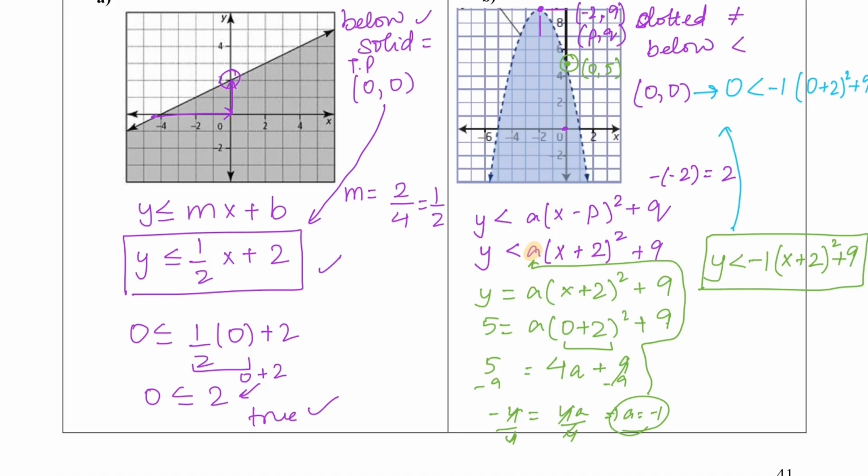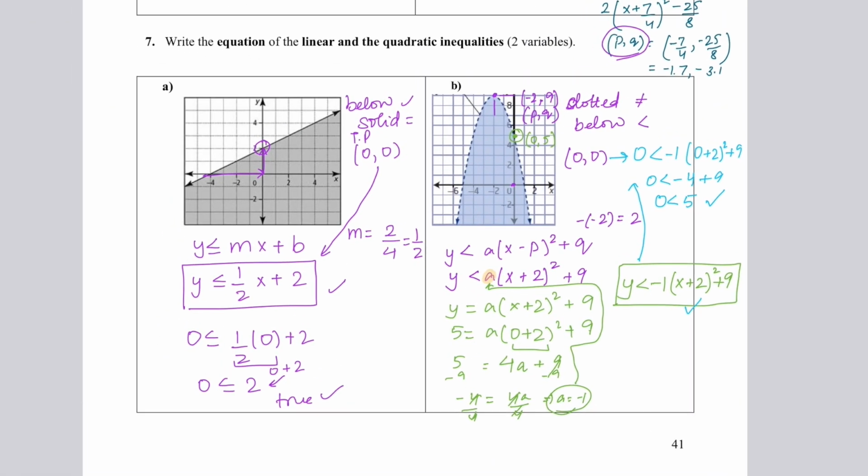So 2 squared is 4. -4 plus 9. 0 is less than -4 plus 9 is 5. That's true. That means my equation is true as well. If I took a point over here, if I put this point in my equation, would it be true or not? It wouldn't be. So you can also verify using a point outside, but it would be false in that case. Okay, then you did a good job, you found it correctly.